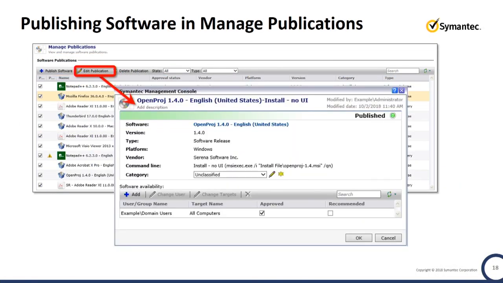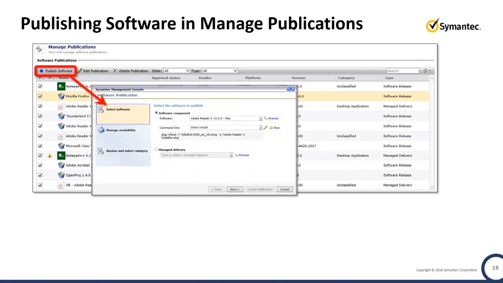Okay, so if I do a publish software, so this is a brand new piece of software, it's in my CMDB, it's in the software catalog. If I want to publish something, I can go through a wizard that basically walks through all the steps. So I select the software. In this case, I would have a software component that's in the list. I would choose which command line. It could be uninstall, install, reinstall, or repair.